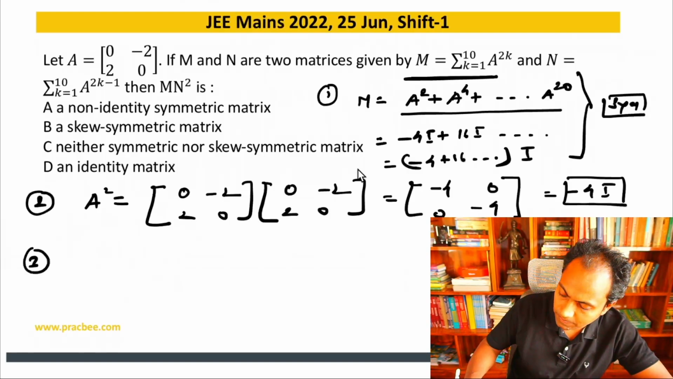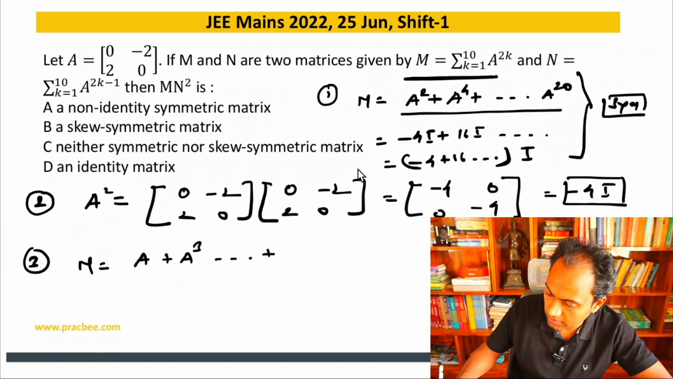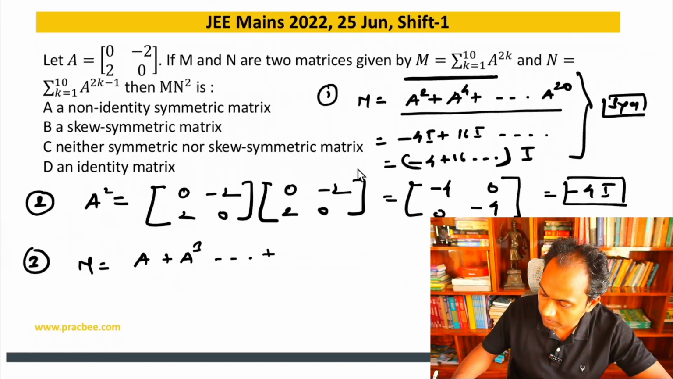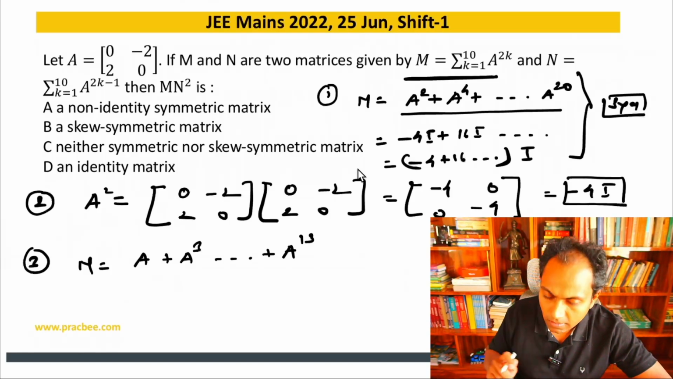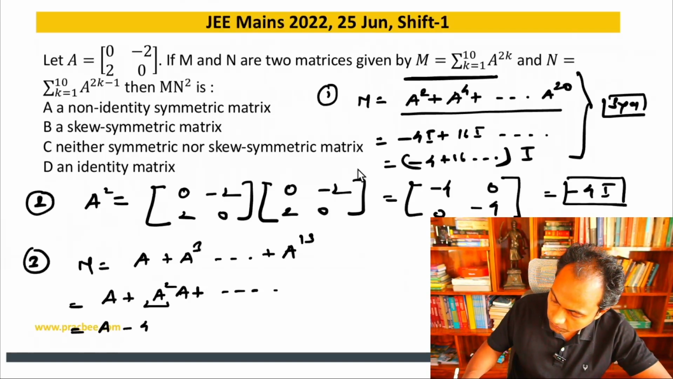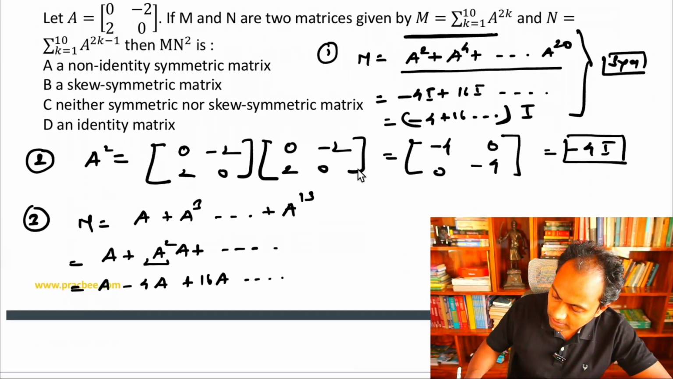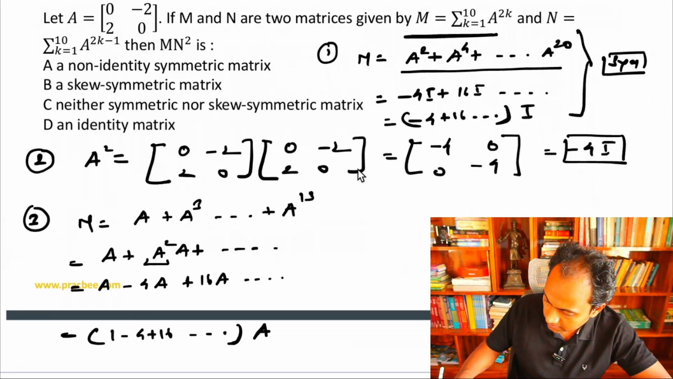Now similarly in the third part, if I figure out the value of N, a similar thing will happen there also, because it will start with A, then A cube, then it will go till the 10th term. Now here also if you observe, this is nothing but A. This can be written as A square into A. So you can again clearly see that A square will become nothing but minus 4I. So this becomes minus 4A. Then the next one will become 16A, and so on it will proceed. And now again you can see that if I take A common, this becomes 1 minus 4 plus 16, a GP sort of a thing will come, and then A will come.